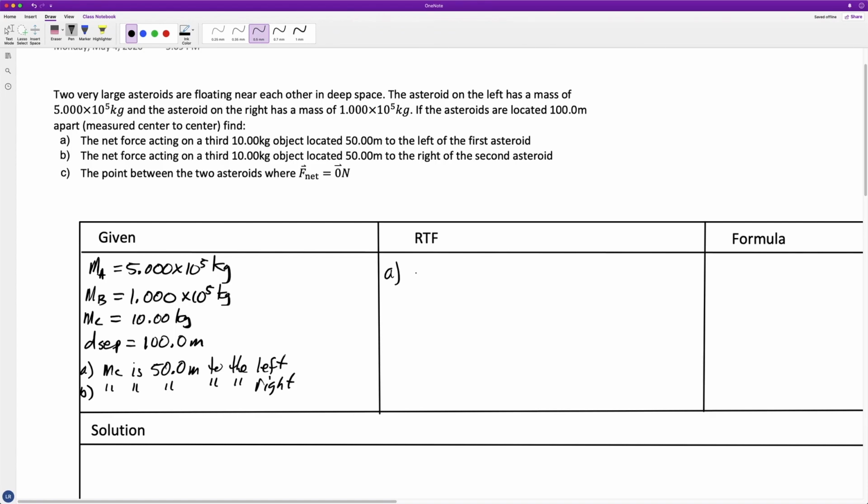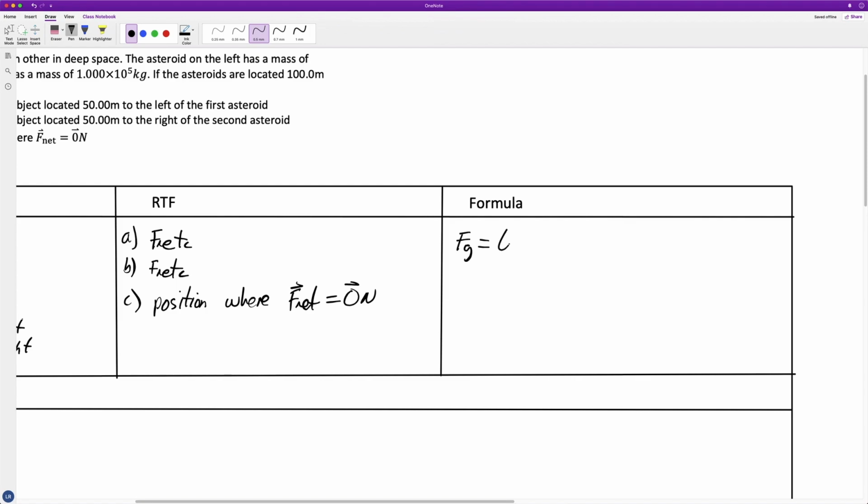So for part A, we're looking for F net acting on object C. Part B, also looking for F net acting on our third object. And part C, we're trying to find the position where F net equals 0 newtons. So we're going to be using Newton's universal gravity. And in this case, I'm using the M1, M2 notation because all the objects are closer in size than, say, for example, previous questions where it was planet versus satellite.